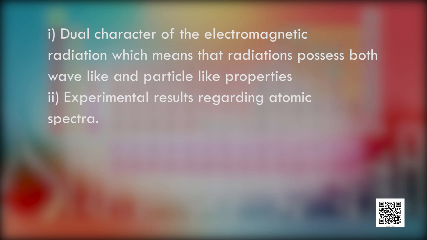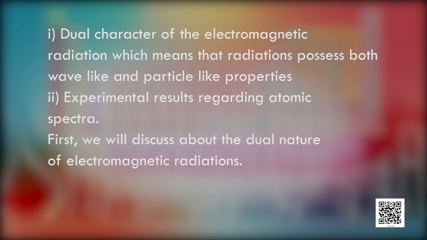So, to understand how Bohr reached his model of an atom, we will discuss the dual nature of electromagnetic radiations and the atomic spectra, so that we are able to understand the whole concept as Bohr saw it. Rutherford's model, Maxwell's observation, the electromagnetic radiation experimentations and the atomic spectra. All these put together will come to Bohr's model.